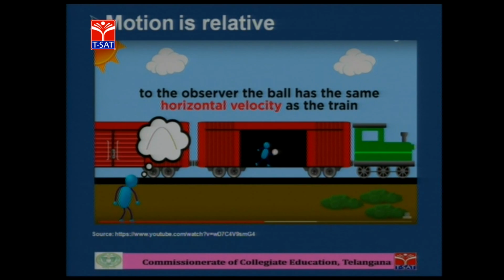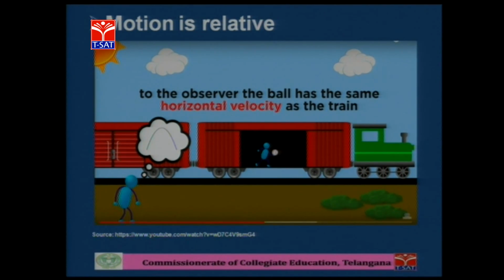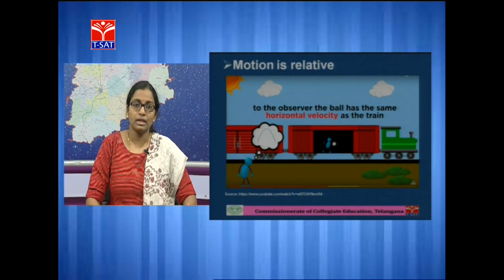Then comes motion. Motion is also relative. See, we are observing a train there. In the train, there is a person holding a ball, in white color, in the first compartment, and the other observer is outside, in blue color. For the passenger traveling inside the train holding the ball, the ball seems to be in a stationary position. But for the observer outside the train, observing the train moving with some velocity, the ball is traveling with the same velocity as that of the train. So motion is also relative.